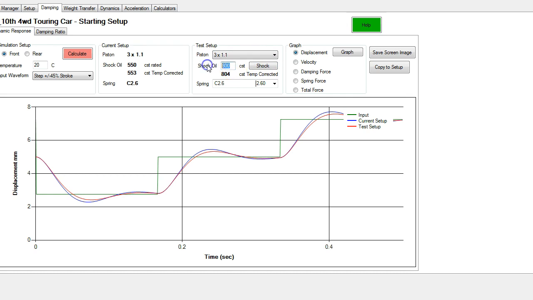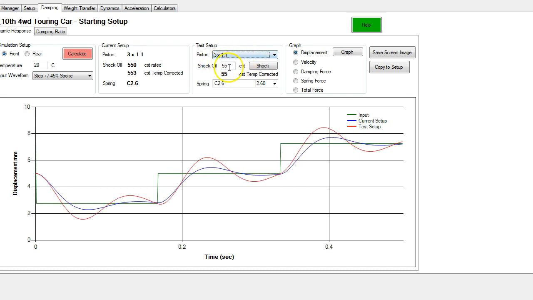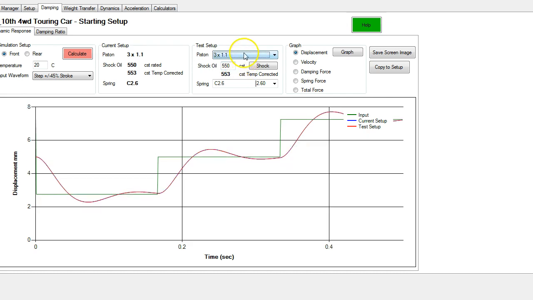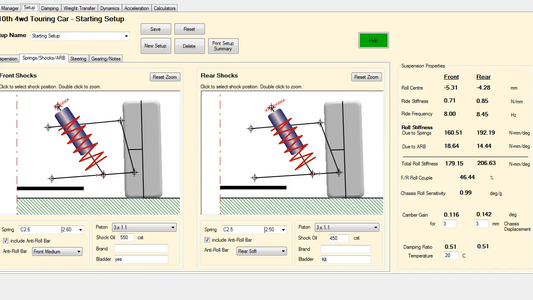So let's go back to our 550. So our lines are overlaid again. So now let's look at going to a smaller piston, and you can see similar effect to increasing our shock oil weight, slower response. If we go to the larger piston hole size, now you can see we've got faster response because we've got less damping in the system. So in this case, we'd have faster response and more overall grip. Okay, let's go back to our setup page.